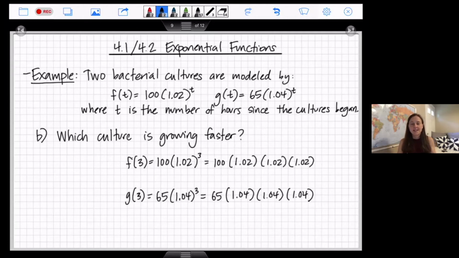For each hour, we're multiplying by another 1.02 or another 1.04. So for f of t, each time I tack on another hour, I'm going to tack on another 1.02. For g of t, every time I tack on an hour, I'm tacking on another 1.04 multiplier. 1.04 isn't that much bigger than 1.02, but it is bigger. So even though we have a smaller number to start out with in g of t, I'm multiplying it by a bigger number for every hour that passes. So we're going to say that because the base is bigger, g of t is growing faster.